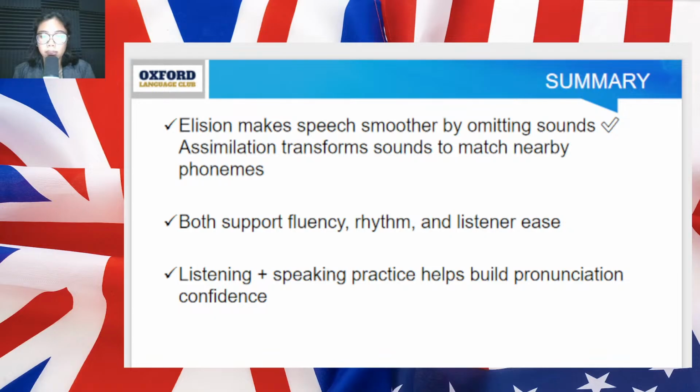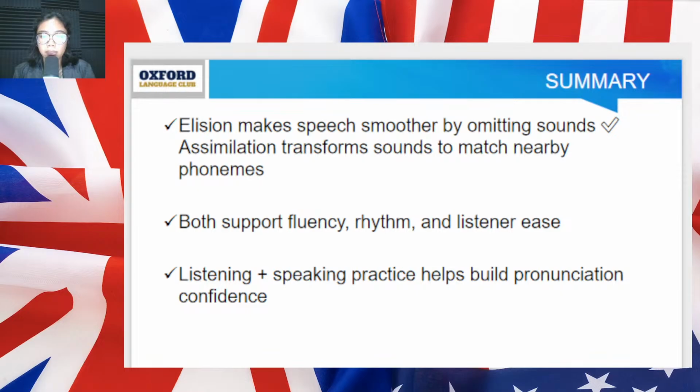Then it tells us here that both elision and assimilation support fluency, support rhythm, and listener ease. This means that both of these natural sound changes work together to help you speak English smoothly and easily. They contribute to the natural rhythm of spoken English, where some parts are stressed more and others less, which makes the language flow correctly.